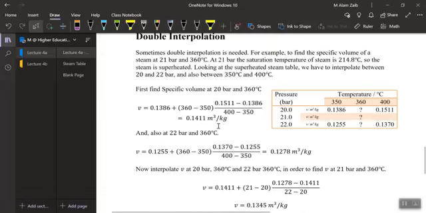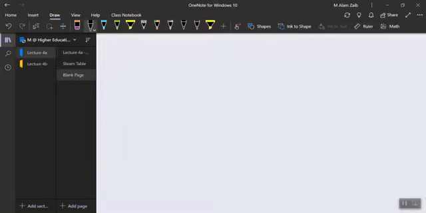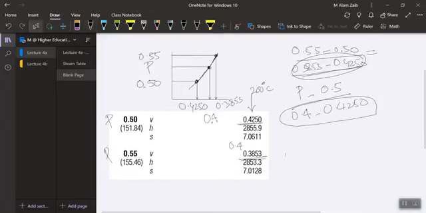Sometimes double interpolation is needed, for example, to find the specific volume of steam. Let's have an example: the specific volume of steam at 21 bar pressure and at 360 degrees centigrade. So we need to find a volume at a pressure which is 21 bar and a temperature which is 360 degrees centigrade.